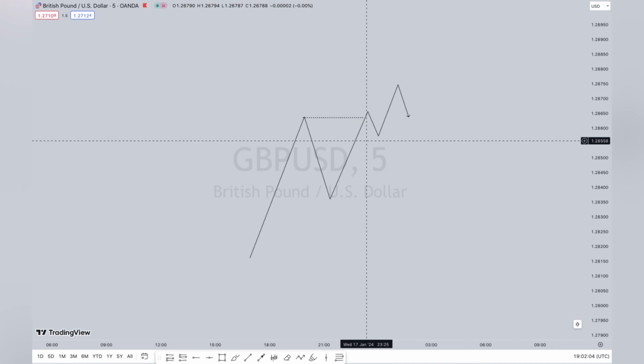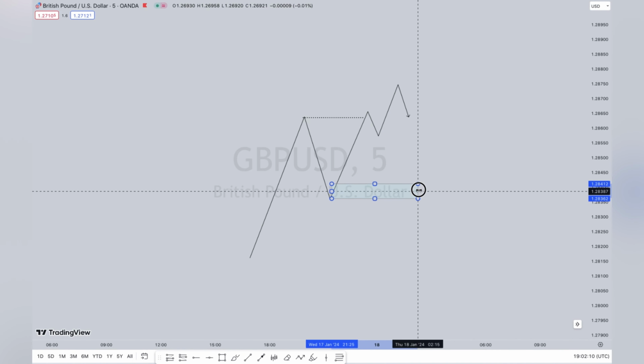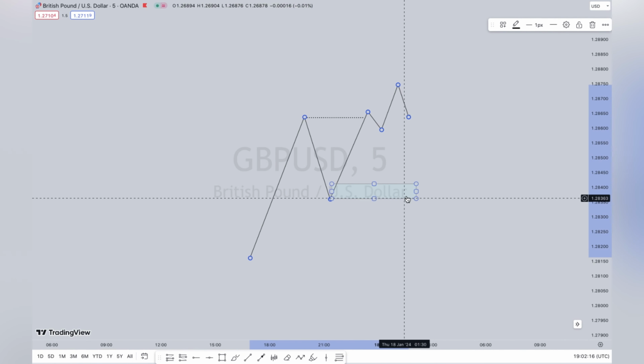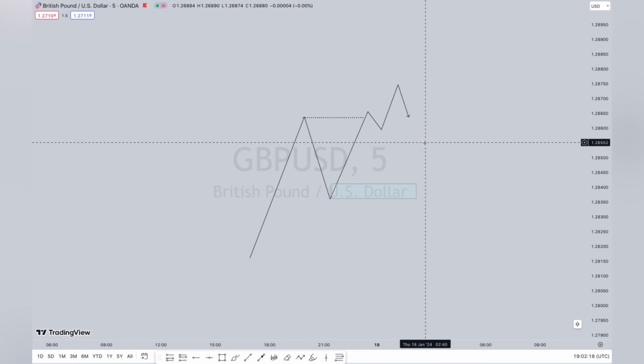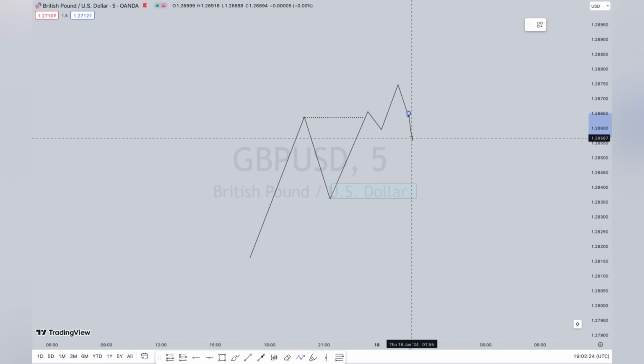Since the pullback is valid on our internal structure, and we know too that, let's say, we had an OB right here, or one of the PDRs laying here for us to take price from, we know that price has to come to mitigate something there before we can get our entry. The moment you see price crossing through the first internal pullback, which is here, it becomes a CHoCH on our internal structure time frame.